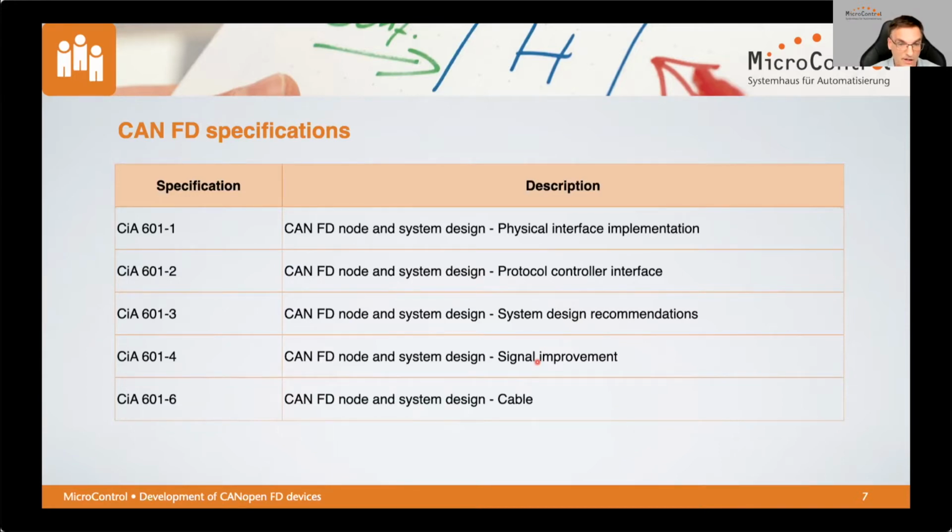Why I'm saying that? Because FD is different to what you might already know from classical CAN. So it's a good starter to have a look at these typical specifications related to CAN FD, not dealing with higher layer protocols at all, and get familiar with the specific wordings and the specific extensions which you need to know when you do your hardware and software development.